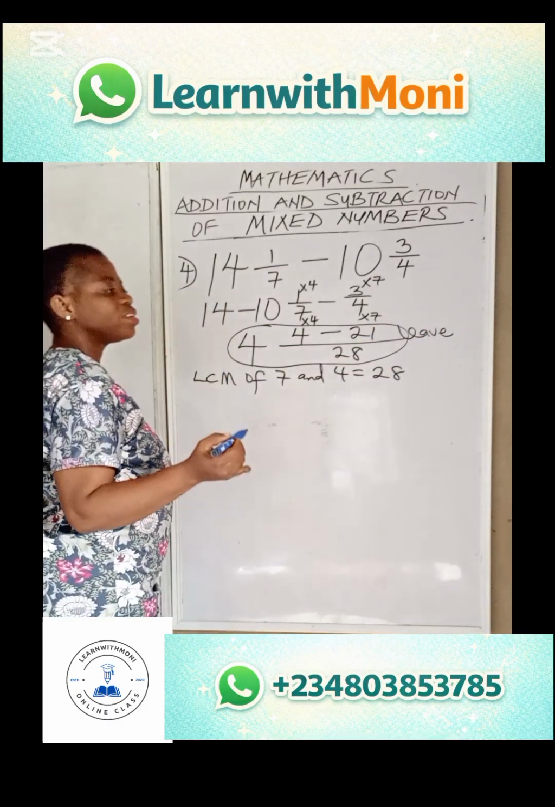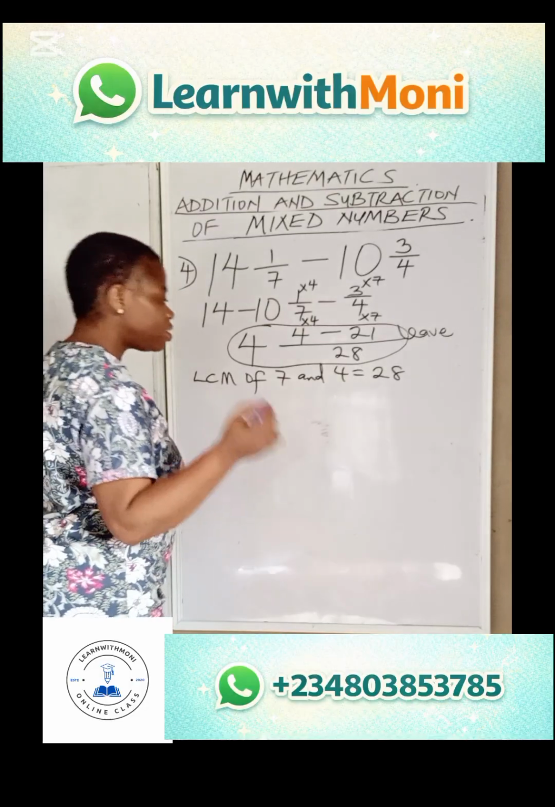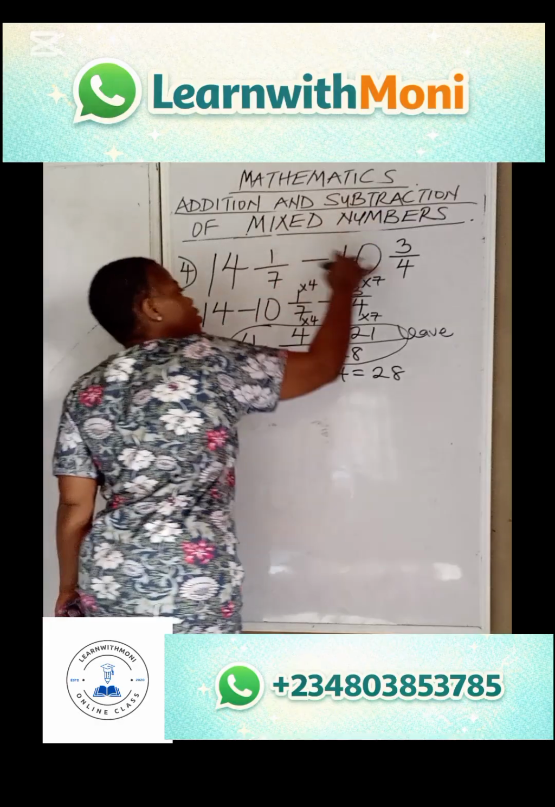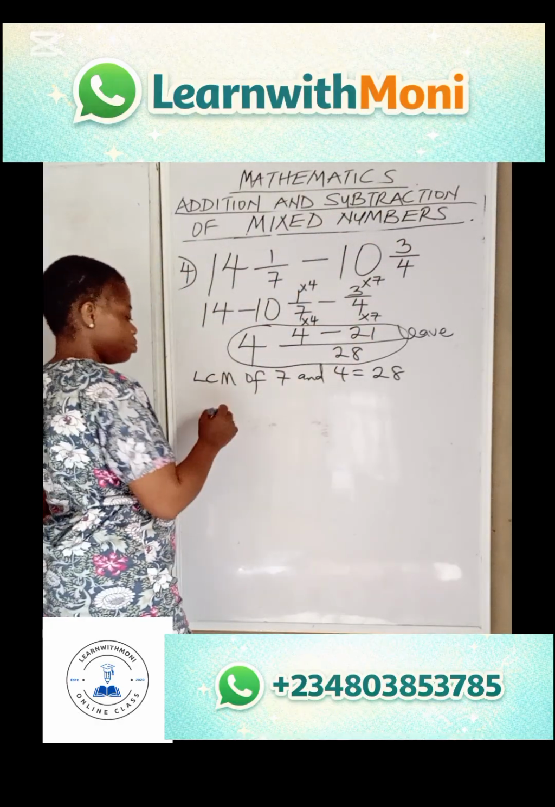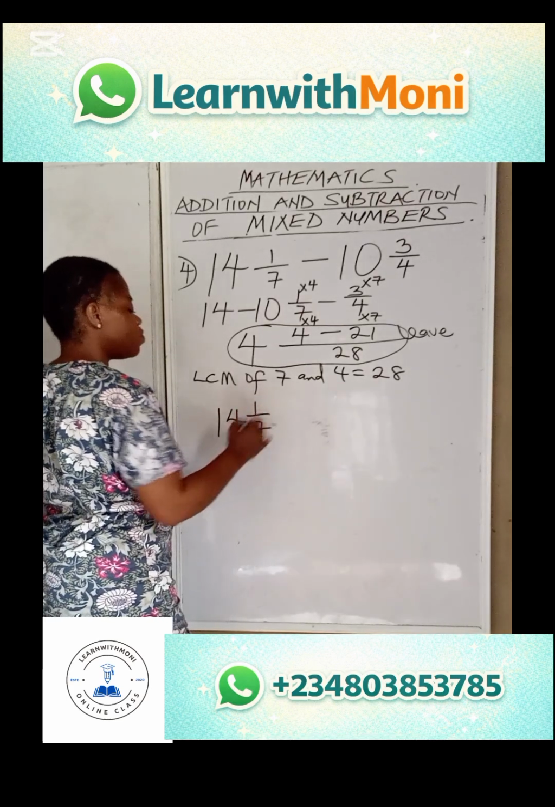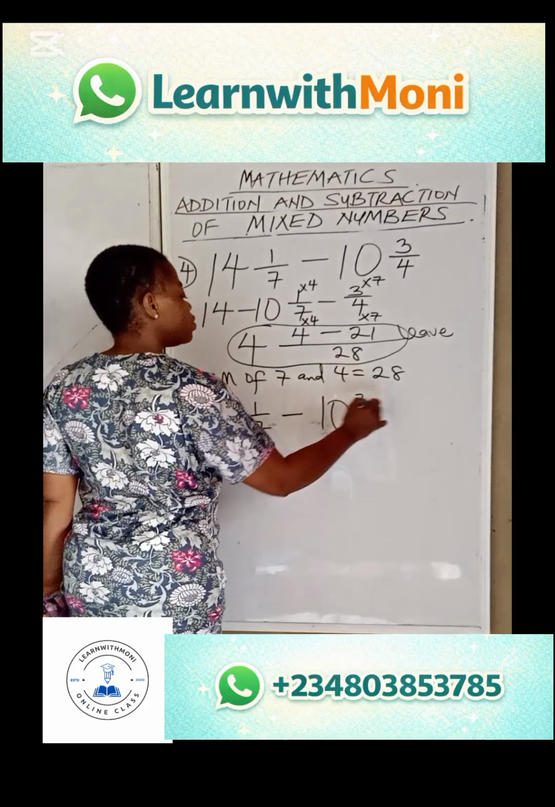When we have left, I'm going to teach you the second method you can use now. The second method is to convert the entire question into improper fractions. Look at this. We have 14 whole number 1 over 7, minus 10 whole number 3 over 4.